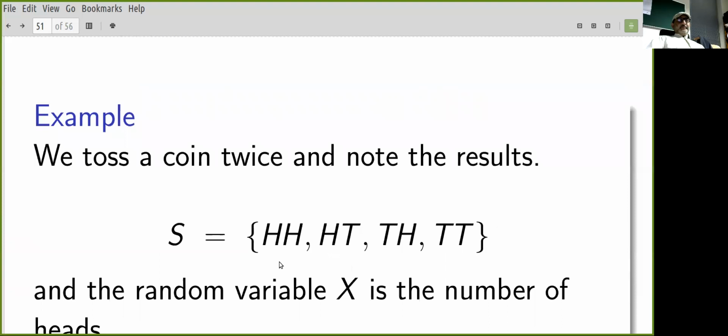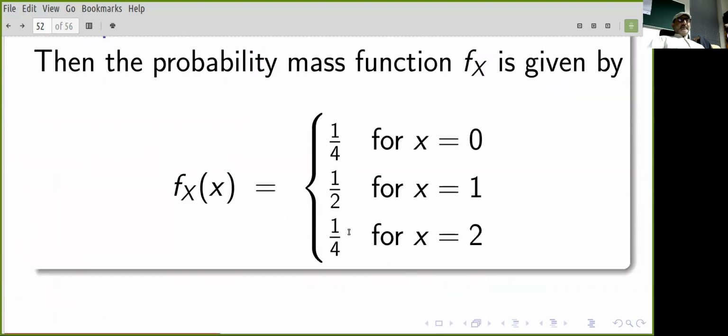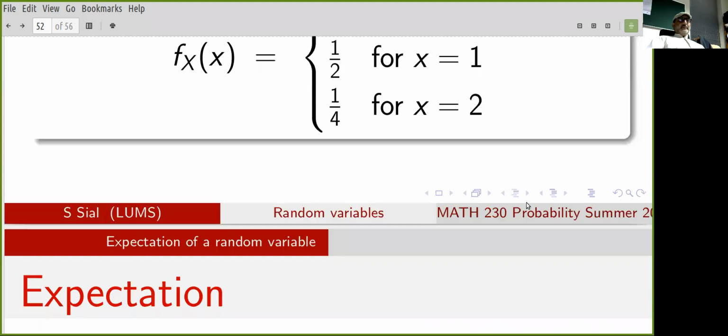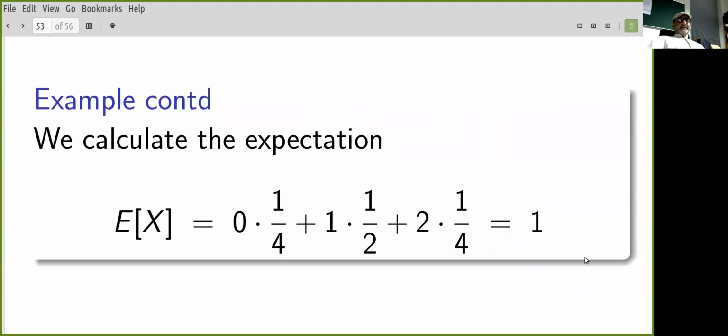And for 2 heads, that's one outcome out of 4 equally likely outcomes. So that has a probability 1/4. So the PMF takes the value 1/4 for x equal to 2. Now from the definition of the expectation, the summation of x times f sub x of x, that would be 0 times 1/4 plus 1 times 1/2 plus 2 times 1/4. So we calculate the expectation, we get 1.